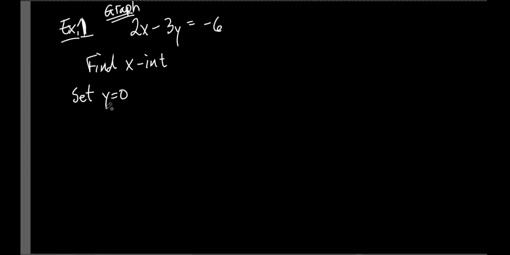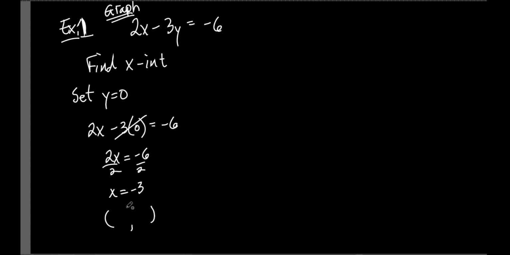So let's do this. I don't do anything to the x right now. 2x minus 3 times 0 equals negative 6. And now we just solve for x. The rest is pretty easy, especially since this is 0. So what do we end up with? 2x equals negative 6. Divide both sides by 2. x is what? Negative 3. But what's my actual x-intercept? It's a point. Remember, a point needs 2 things. It needs an x and a y. So what's my ordered pair? Negative 3, 0. Very good. Because the x always goes first and the y always goes second.